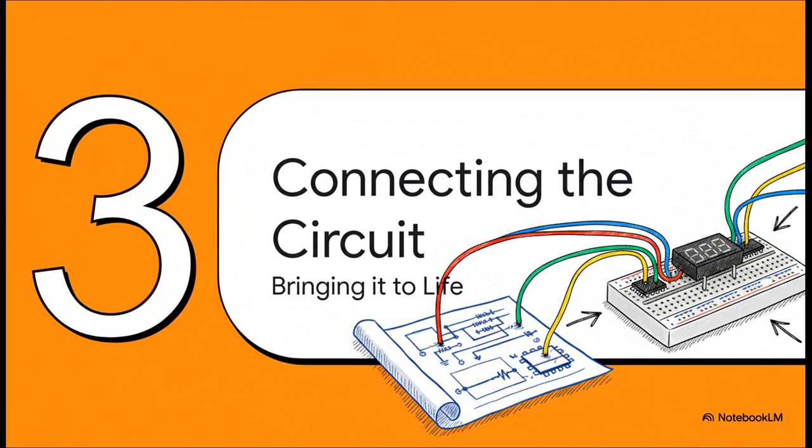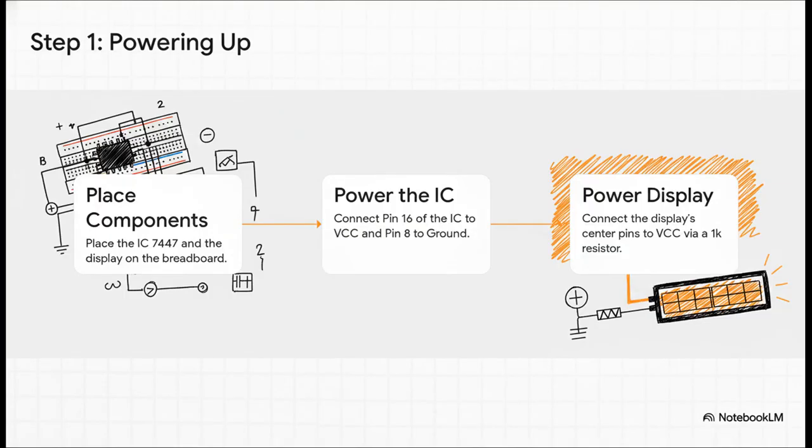Let's do it. First things first, every circuit needs some juice. So we're going to connect pin 16 on our IC to the positive 5-volt rail on the breadboard, and pin 8 right to ground. Then we'll do the same for the display. Connect its center pins to that positive rail, but we'll run it through a resistor first, just to limit the current and keep those LEDs safe.